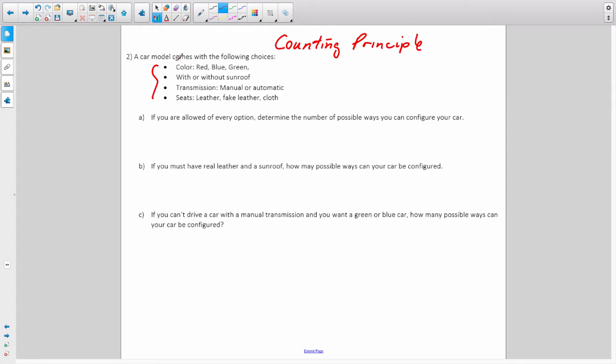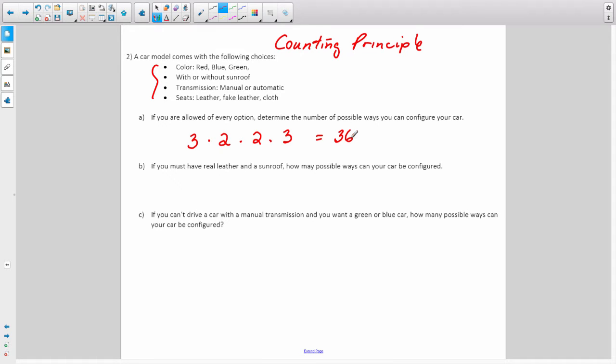So you basically say, if there's 3 color choices and I'm configuring a car with every option, then I have 3 ways to choose a color. And you just simply multiply. With or without sunroof stands for 2. Manual or automatic stands for 2. And leather, fake leather, or cloth stands for 3. You multiply these out and you get 3 times 2 is 6, times 2 is 12, times 3 is 36. What if you must have real leather and a sunroof?